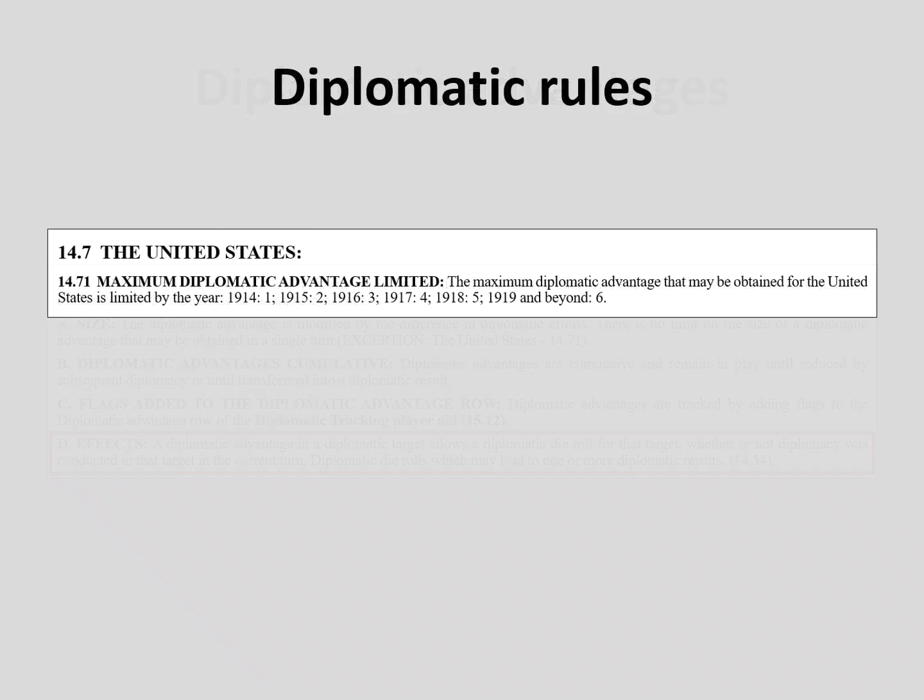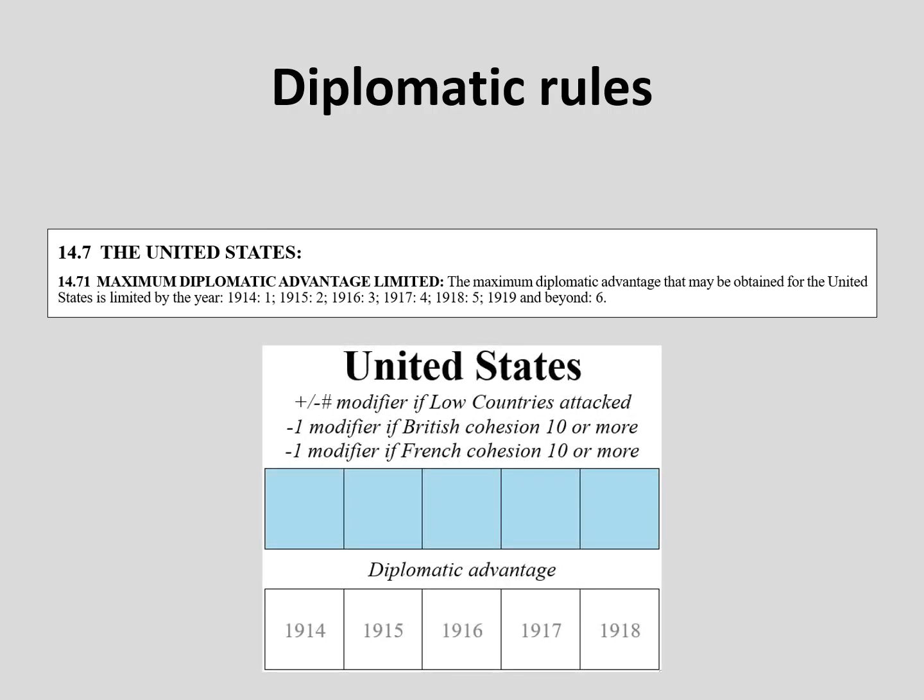A special limitation applies to the United States. There is a limit on the size of the diplomatic advantage that may be obtained in the United States. This limit increases with each passing year. These limits are indicated in the American section of the diplomatic tracking play.